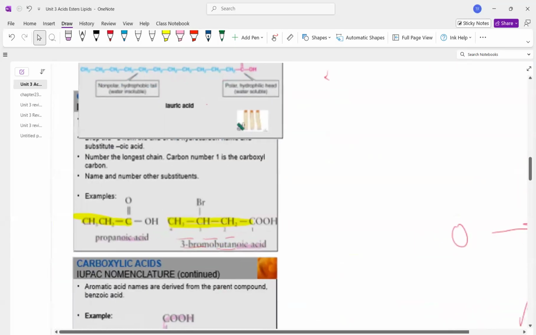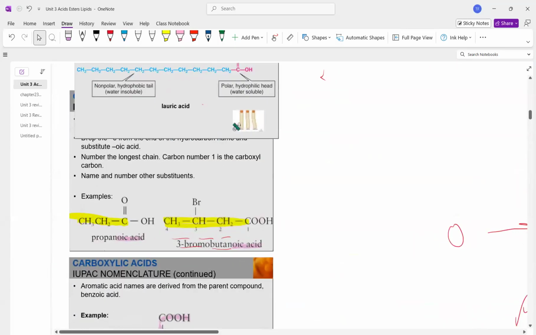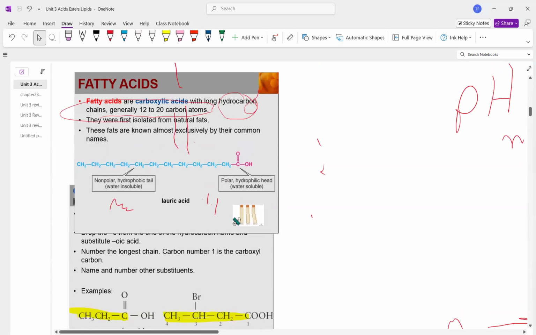Sometimes this is not cooperating. Sometimes when I want to move it, it writes. And other times when I write, it wants to move it. Let's do it this way.